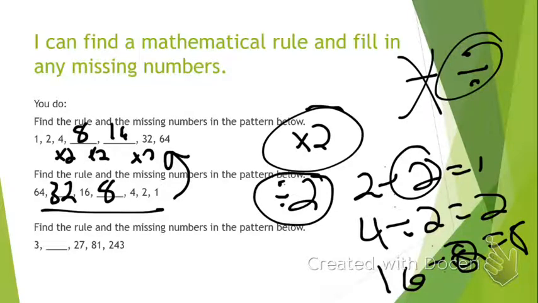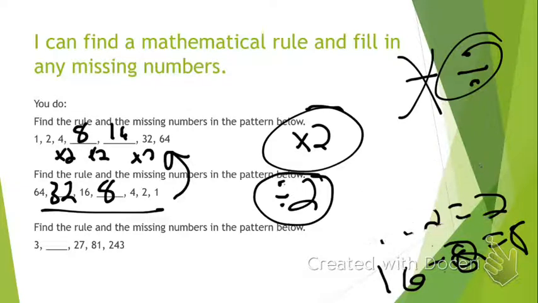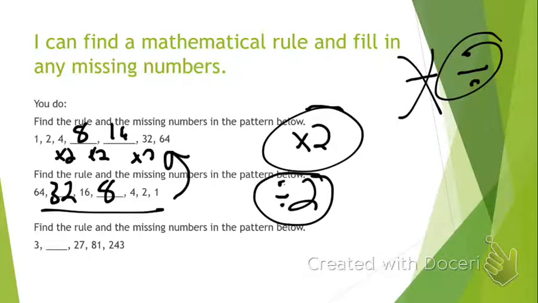Let's look at this last one. Find the rule and the missing numbers in the pattern below. 3, blank, 27, 81, 243. I need to find the rule and that missing number. So go ahead, pause the video, and see if you can find the rule or the missing number.